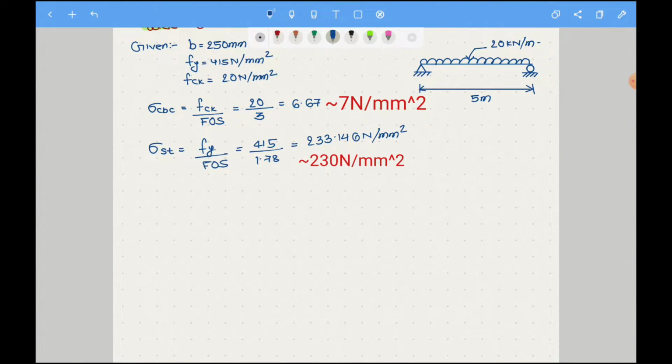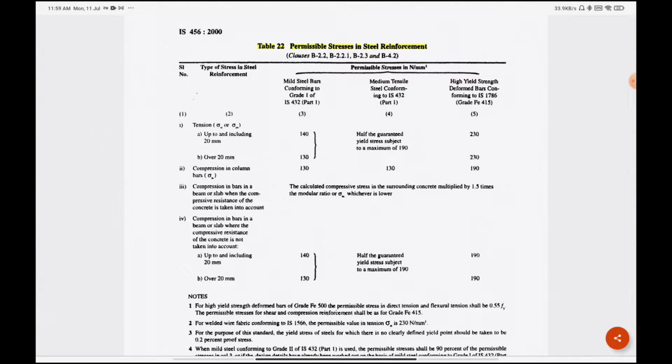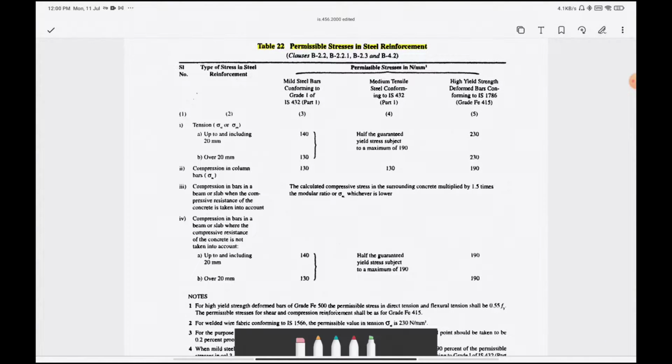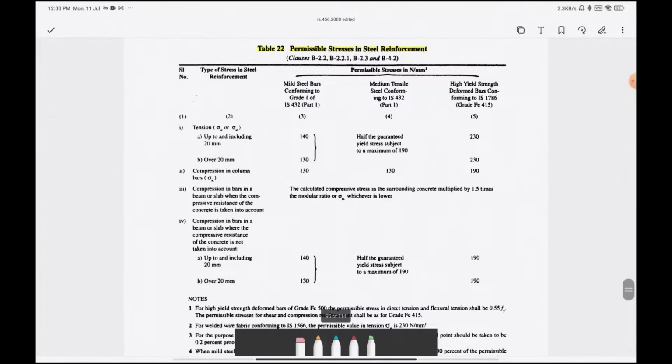We will again refer to IS 456 2000, page number 82. This is page number 82 of IS 456 2000, and at the top of the page we can see Table number 22 deals with the permissible stresses in steel reinforcement, and what we have found is the value of sigma ST, that is 230 Newton per mm square. So this is for the Fe415 steel.